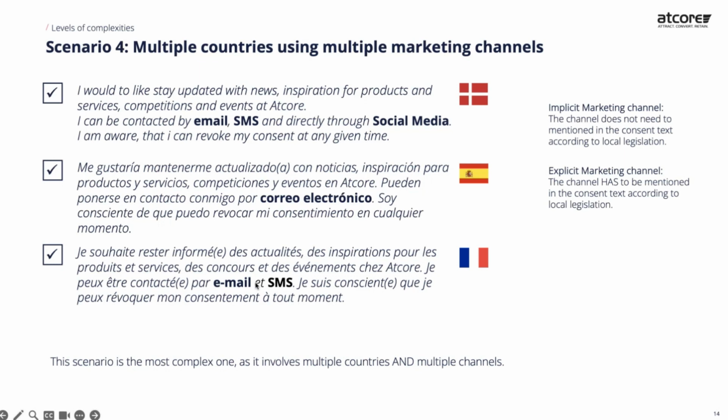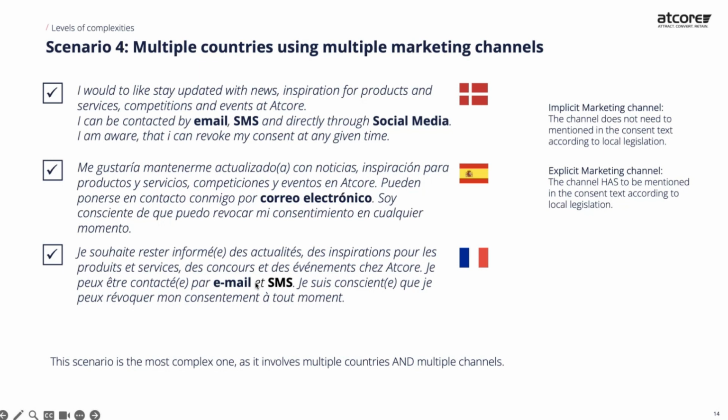So an implicit marketing channel means that the given channel does not have to be mentioned in the consent text, whereas the explicit marketing channel means that the given channel has to be mentioned in the consent text. And what we have found working with our clients is that the channels that need to be explicitly mentioned, so the channels that are considered explicit marketing channels, vary a lot from country to country.